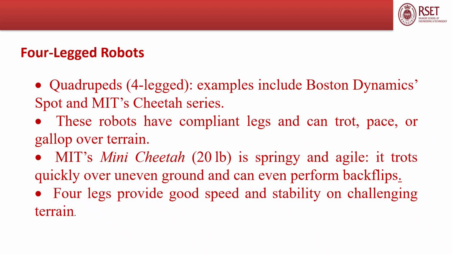These robots have combined legs and can trot, pace, or gallop over terrain. MIT's Mini Cheetah, which is around 12 lb, is springy and agile. It trots quickly over uneven ground and can even perform backflips. Four legs provide good speed and stability on challenging terrain.